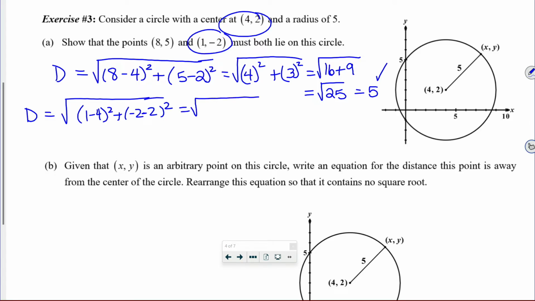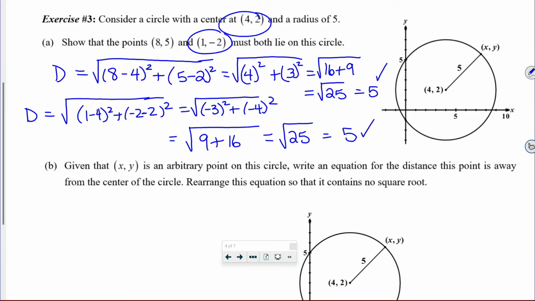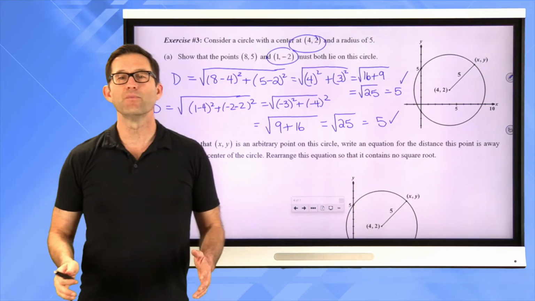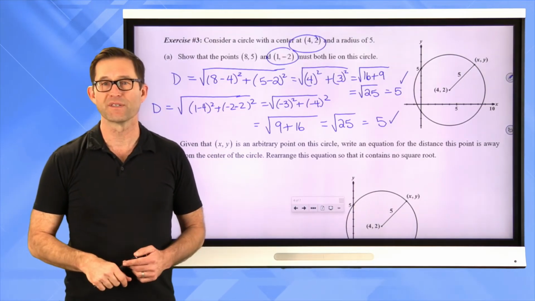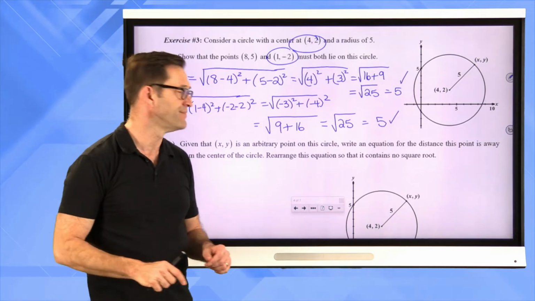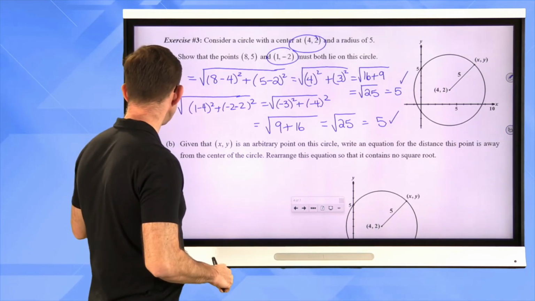1 minus 4 is -3. We've got some negatives to deal with here. -2 minus 2 is -4. -3 squared is 9. -4 squared is 16. So I'm going to get the square root of 25, and that's equal to 5 again. So both of those 2 points must lie on this circle because they are both 5 units away from the center. All right, awesome.